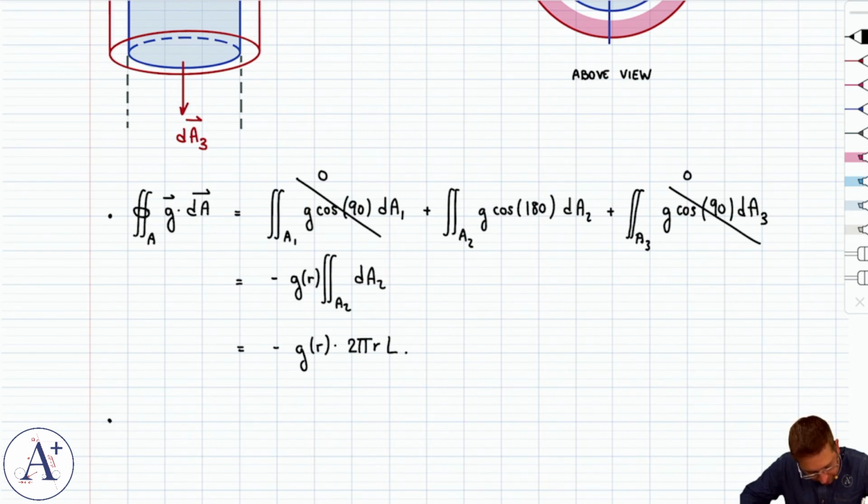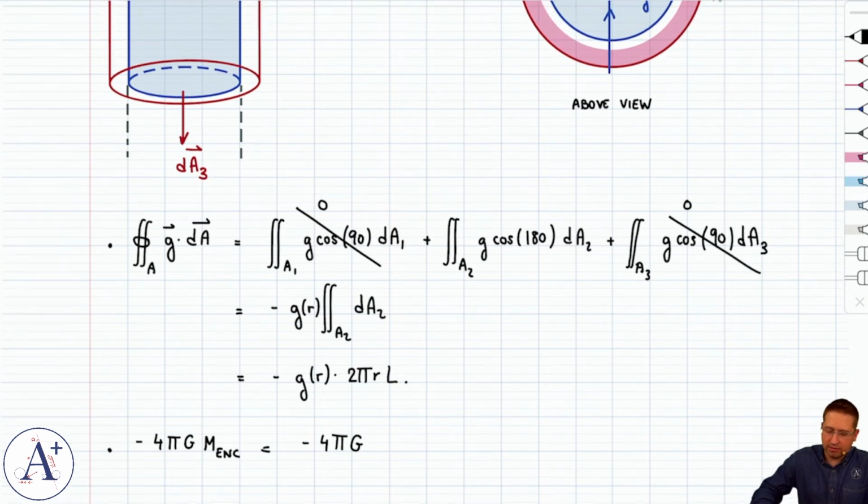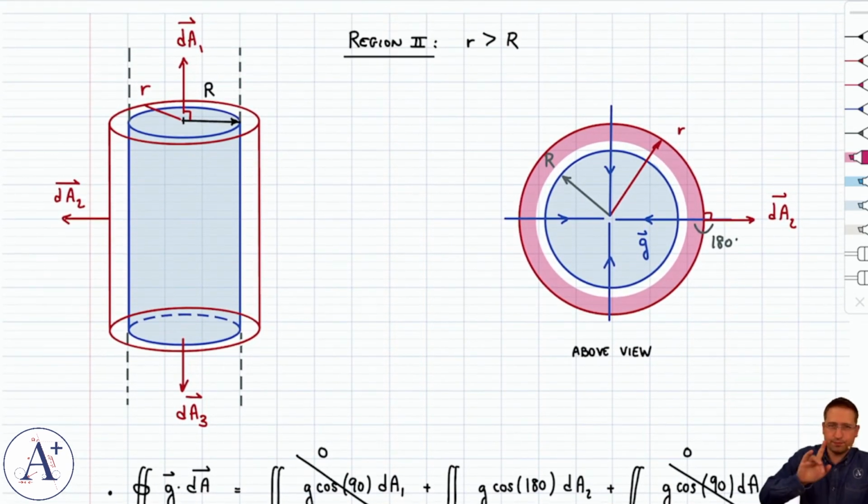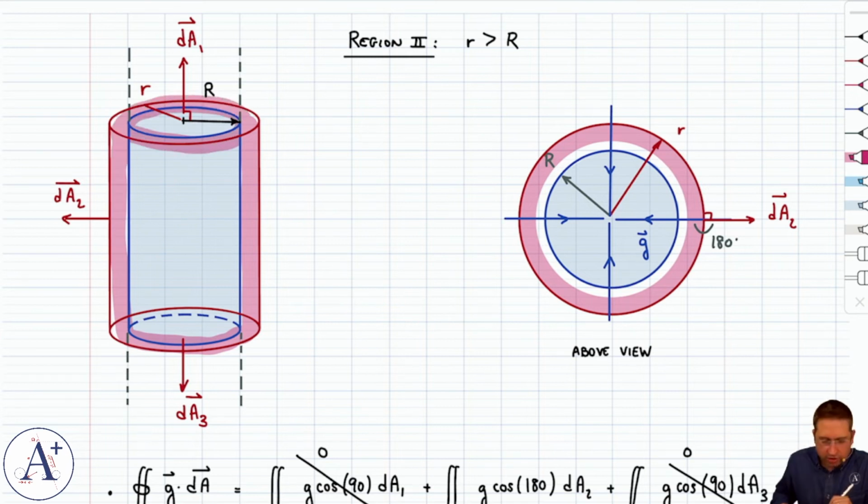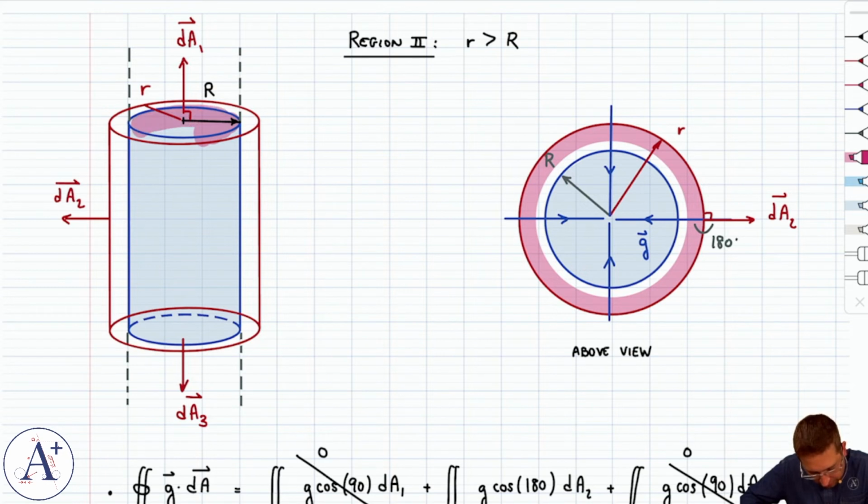So, that being said, let's compute 4 pi G times mass enclosed. That is minus 4 pi G, and let's account for the mass that lives in my Gaussian cylinder. Now here's where you have to be careful. There's a subtle difference between region 1 and region 2. Here, if you take the volume of your Gaussian cylinder, you're overcounting. You're overestimating the amount of mass because you're counting this dead volume here between your Gaussian cylinder and the actual mass. That volume does not contain any mass. So, yes, all of this piece of the infinite cylinder is contained in your Gaussian cylinder, but the mass itself does not live outside of the cylinder of mass.